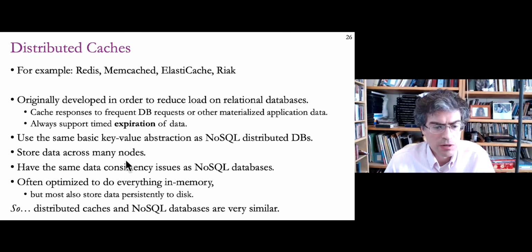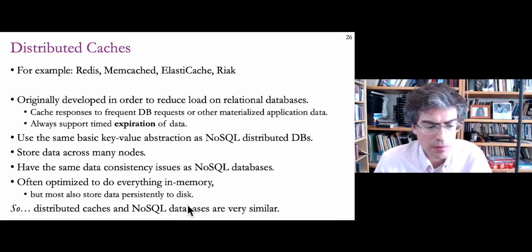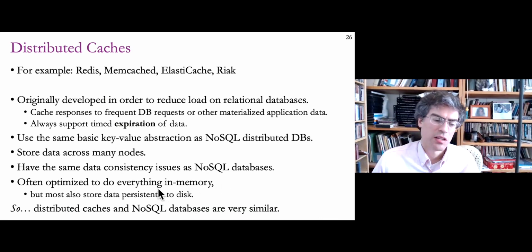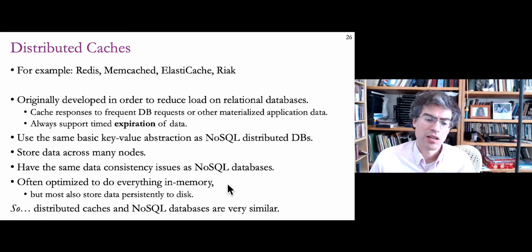They're distributed across many nodes. You still have the same data consistency issues that occur in other NoSQL databases where there's distribution. Well, these are optimized to do things in memory. Okay. The interesting thing, though, is that originally, I think they were designed to only work in memory, but over time, they've evolved to also support storing data persistently to disk. So that once they started doing that, then they kind of became databases.